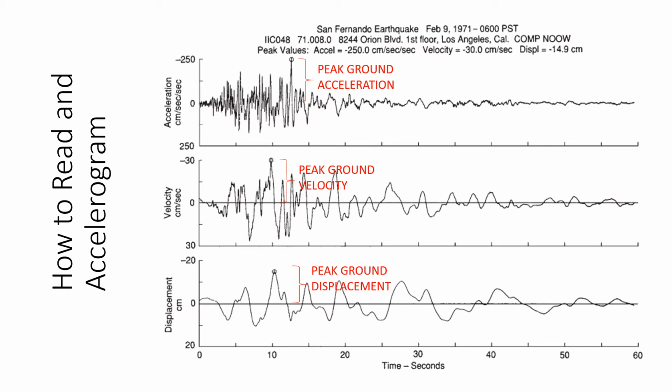Now the same method is done for the peak ground velocity. So we just take the biggest jump in velocity and then we just take the absolute value of that. So in here we have 30 centimeters per second. And then for the last one, the displacement, you can get the peak ground displacement from the biggest jump in displacement here, which is approximately 20 centimeters. Or I mean less than 20. It's actually 14.9 centimeters.